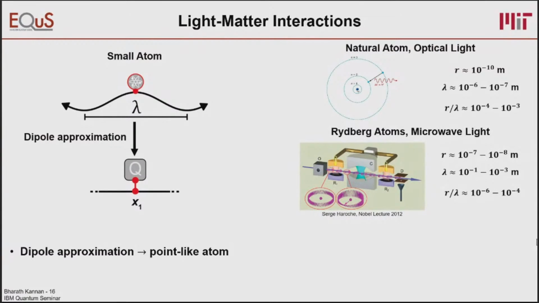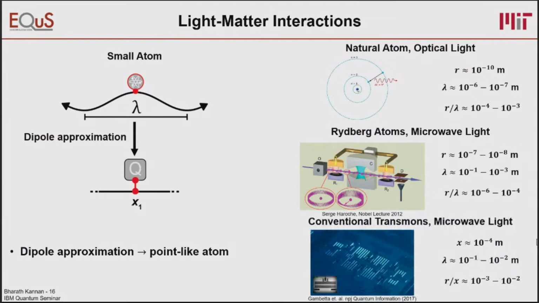These are highly excited states of atoms. And indeed, the radius of these atoms is much, much larger, like 10 to the minus 7, 10 to the minus 8. But the light that these atoms most strongly interact with is now microwave. The wavelength of microwave light is 10 to the minus 1 to 10 to the minus 3. So if you compare the ratio of r to lambda in this case, you're actually deeper into the dipole approximation for the Rydberg atom than you are for some natural atom which interacts with optical transitions.